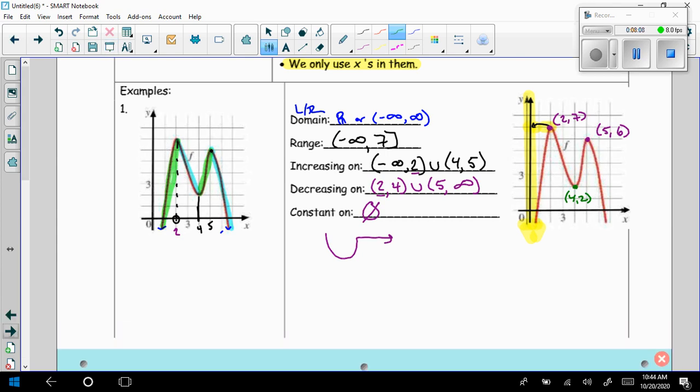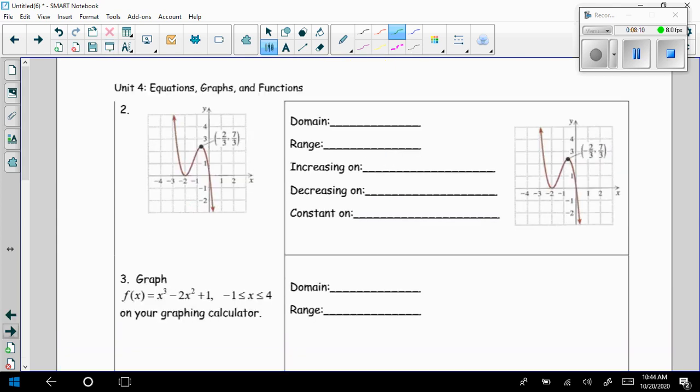All right. So I'm going to have you go ahead and pause the video and try this one on your own. Same thing, looking for domain, range, the increasing and decreasing intervals, and any constants that you may have. Okay, you can go ahead and check your answer here.